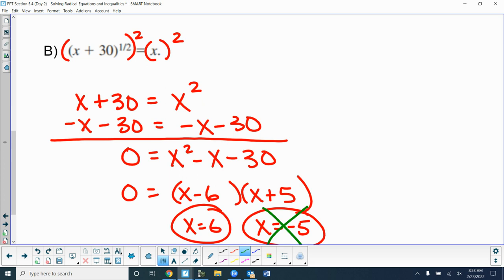So you get everything but whatever's raised to the exponent power, whatever's raised to that fractional or rational exponent, alone, and then take both sides to the reciprocal of that exponent, okay?